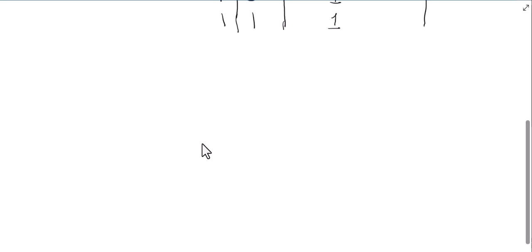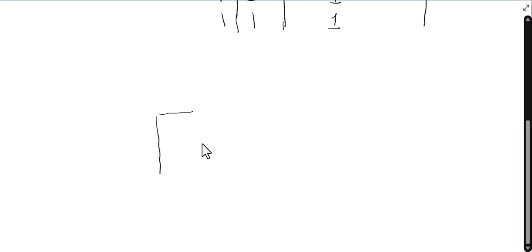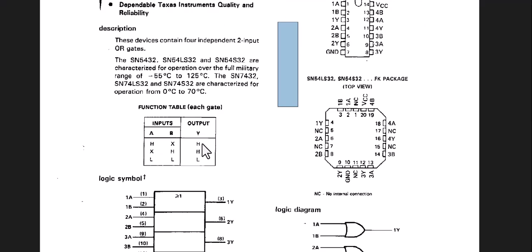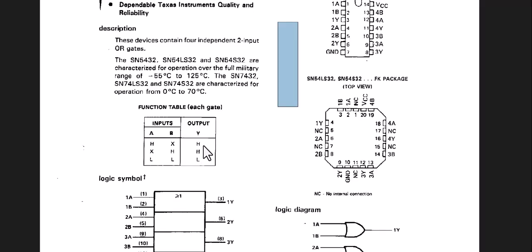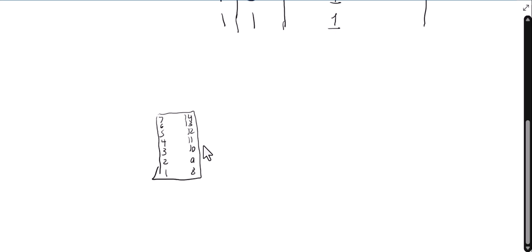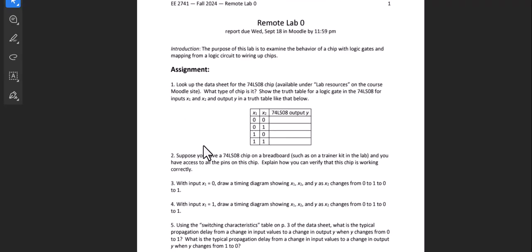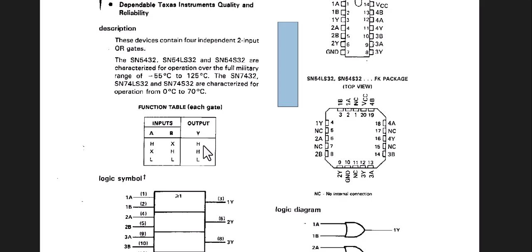So you're going to put your chip on the breadboard, and we saw on our data sheet it was 1, 2, 3, 4, 5, 6, 7, and then 8, 9, 10. They're always numbered like this: 1, 2, 3, 4, 5, 6, 7, 8, 9, 10, 11, 12, 13, 14. I did that side wrong, right? Yeah, I did. 1 is at top. I knew that.